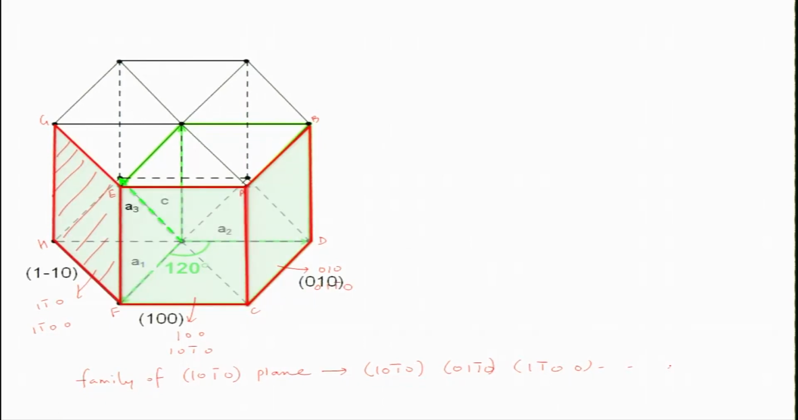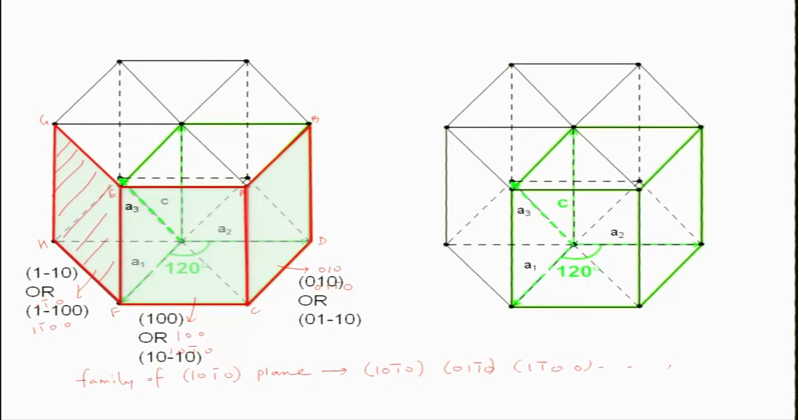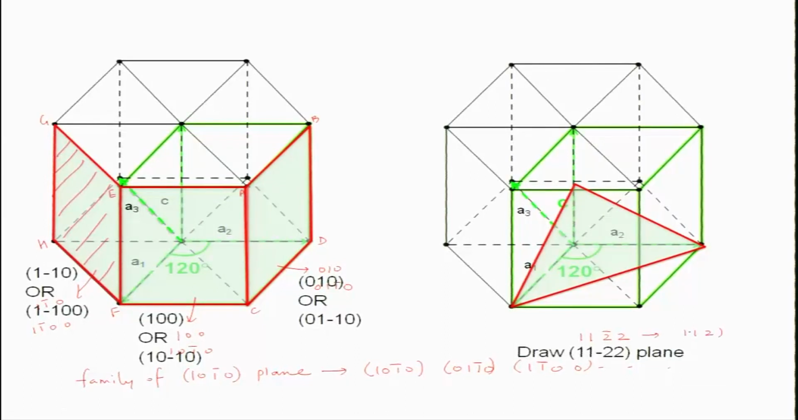So this is what I did to show you. Similarly, as I showed you, you can draw the 1 bar 1 2 2 plane. So this is 1 bar 1, this is nothing but the 1 bar 2 2 plane, 1 bar 2 2. What is the equivalence? Basically it is the 1 1 2 plane.